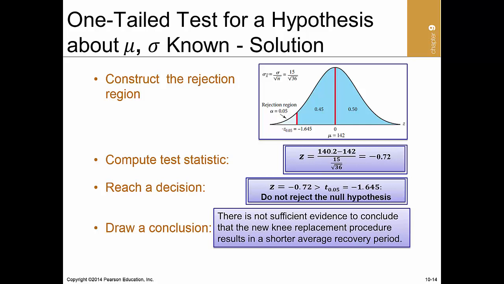Since negative 0.72 is not less than, or does not fall in the rejection region, we will not reject the null hypothesis. So we would say that there is not sufficient evidence to conclude that the new knee replacement procedure results in a shorter average recovery period. So you probably just overpaid.